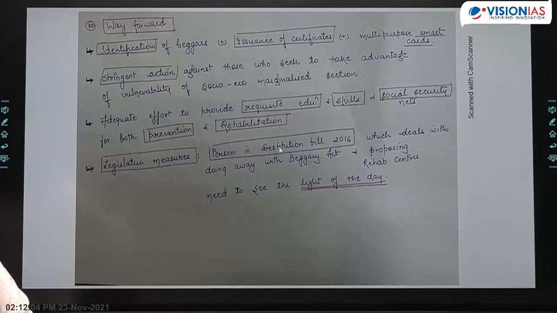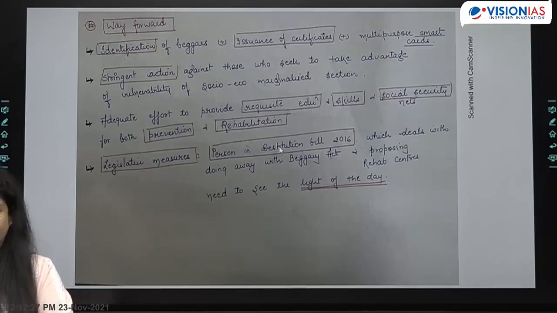Then in order to prevent begging and in order to rehabilitate the beggars who have been withdrawn from the begging situation, proper skill, education, vocational training, employment opportunities should be provided to them. And most importantly, there has been certain legislative bill which is pending. For example, the Persons in Destitution Bill, it needs to see the light of the day. Is that very clear?